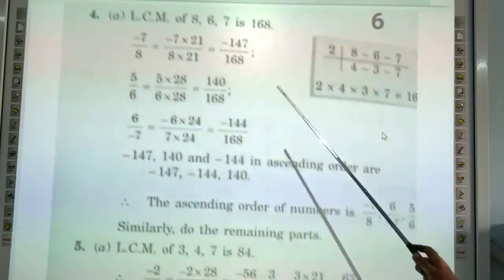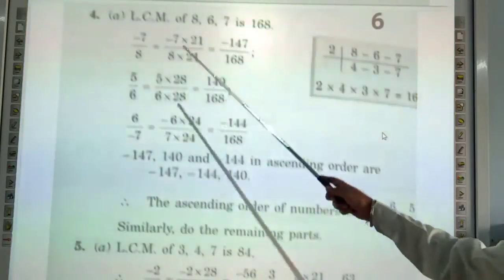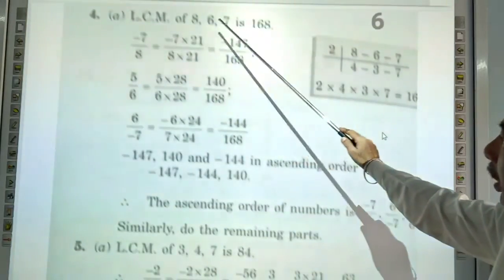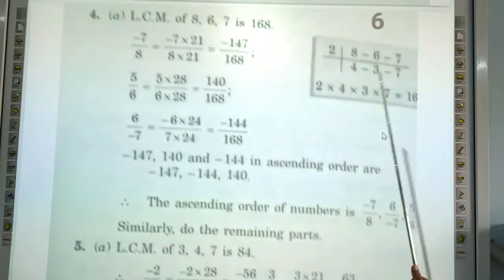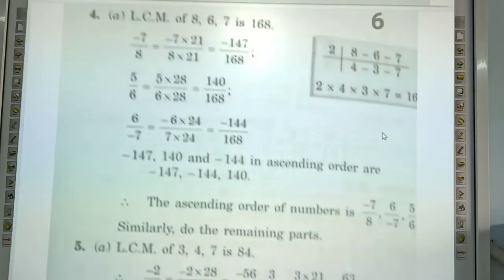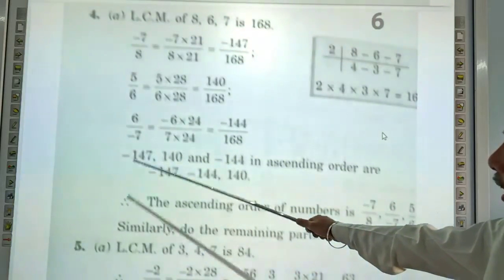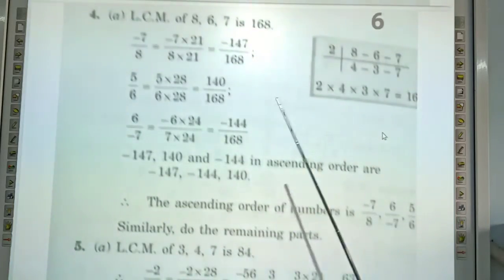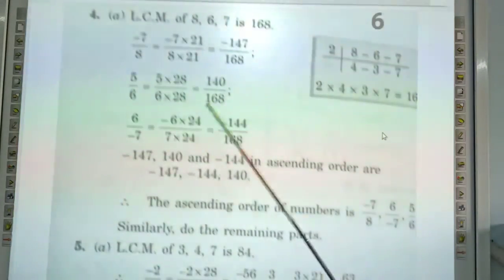So how do we get 168? From 8 by multiplying it by 21. So the first rational number is multiplied by 21 upon 21. This is the important thing. How do we get 168 from the denominator 6? By multiplying with 28, so it is multiplied by 28 upon 28. In the same way, how do we get 168 from the denominator minus 7? The answer will be 24 upon 24.